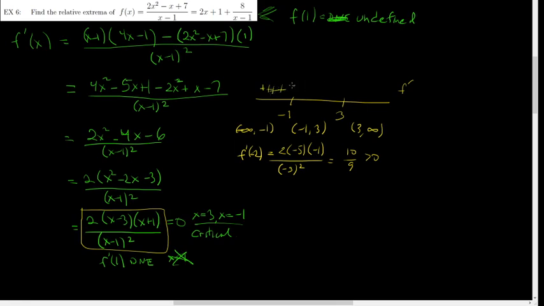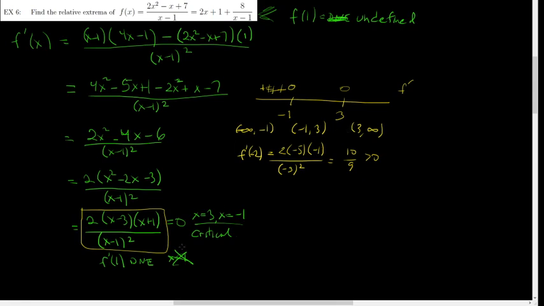So that means the derivative is going to be positive everywhere less than negative 1. Remember, at negative 1 the derivative is 0, and at 3 the derivative is 0. So we know the derivative is positive, it's increasing. So what happens after negative 1? Pick your favorite number between negative 1 and 3. Actually, before I do that, hang on.